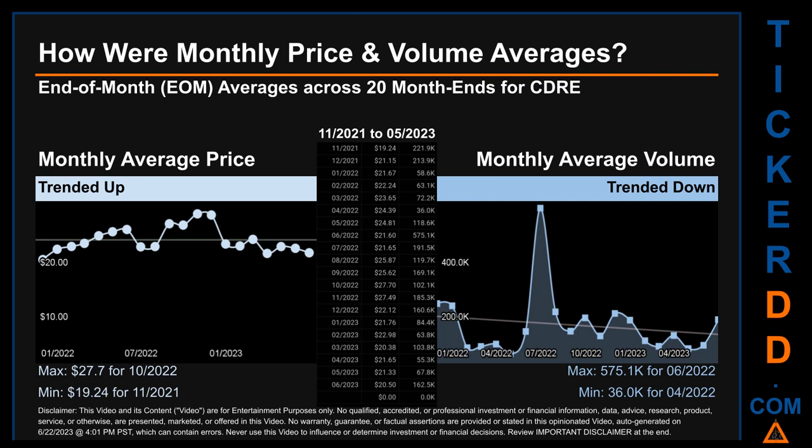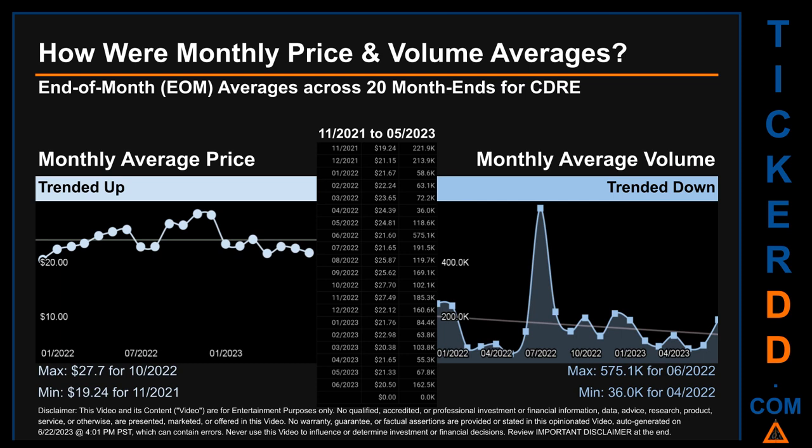How were price and volume averages for CDRE? Across 408 trading days, there were a total of 20 month ends, of which monthly averages for daily price and volume were calculated. Overall, monthly price average trended up while monthly volume average trended down.